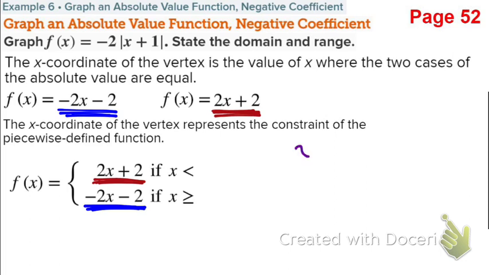So I take x plus 1, this is the part inside the absolute value, I'm going to set it equal to 0. Every time I do this, I set it equal to 0.